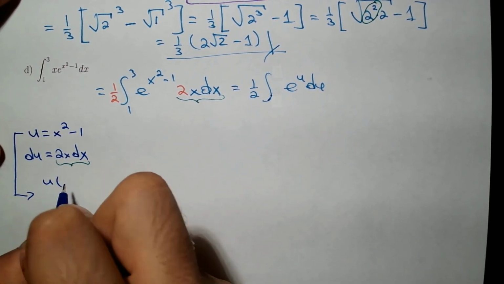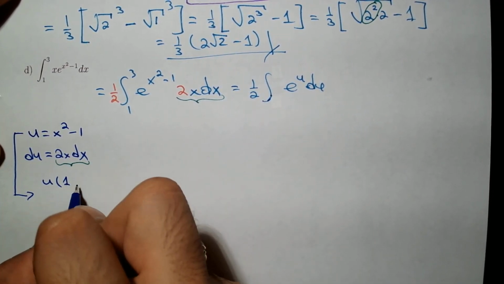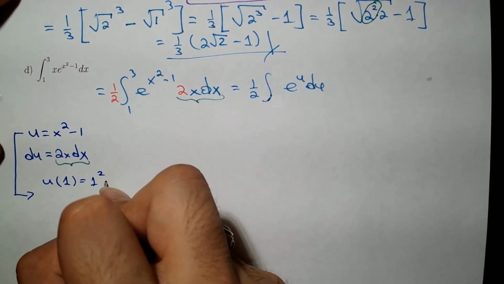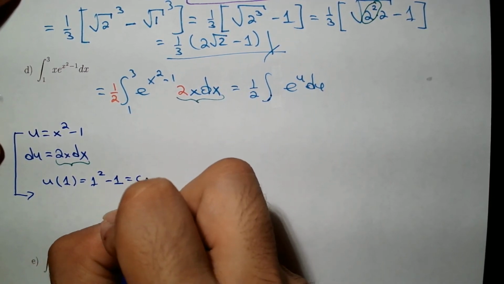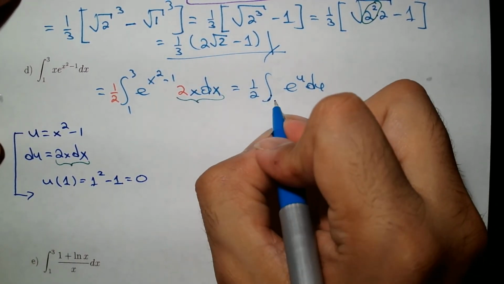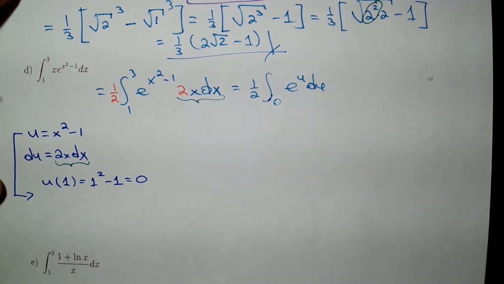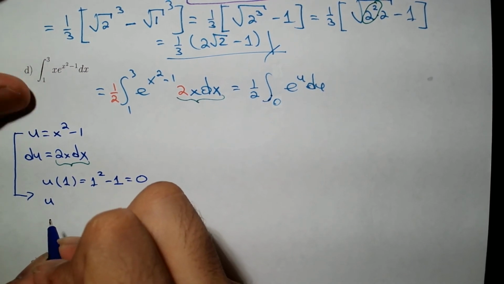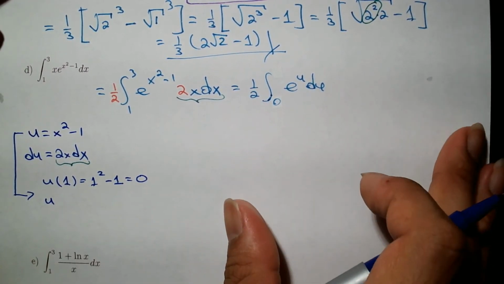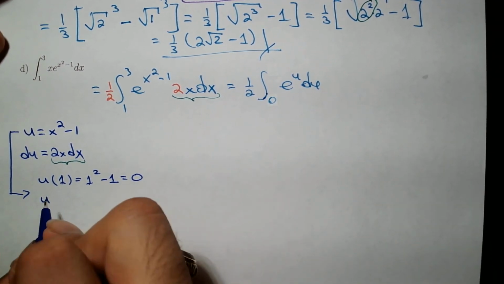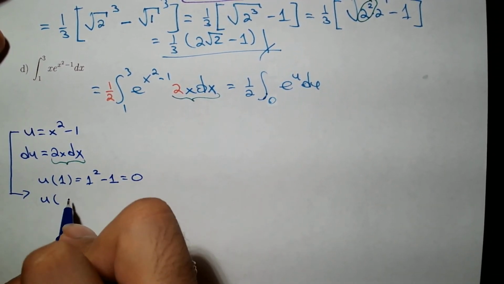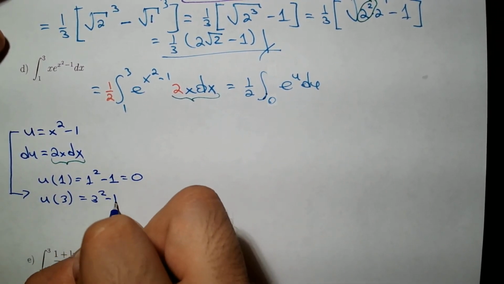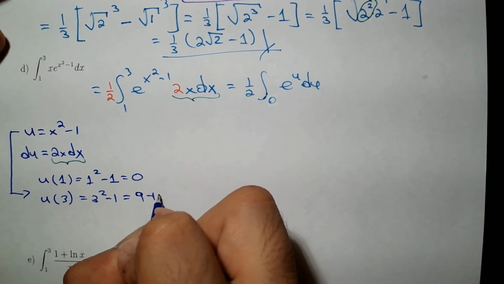So u evaluated at the lower limit, which is 1, is going to give us 1 squared minus 1, which is going to give us a 0. So the lower limit now is 0. And let's find out what the new upper limit is, by plugging in the number 3: 3 squared minus 1, so that's 9 minus 1, which is 8.